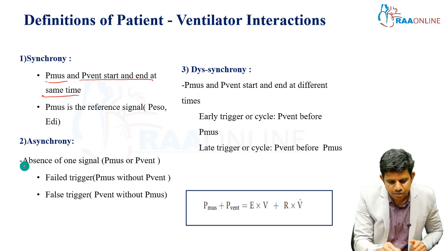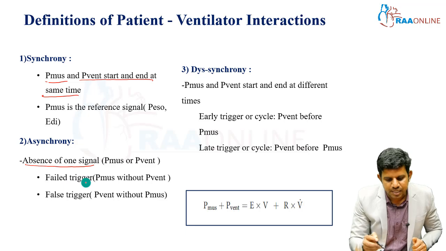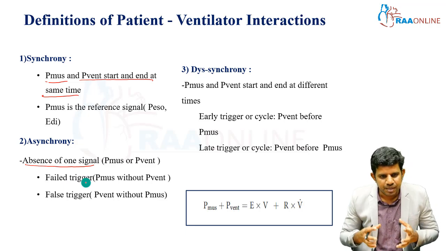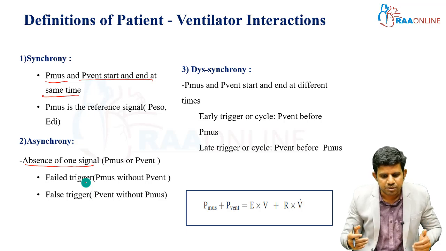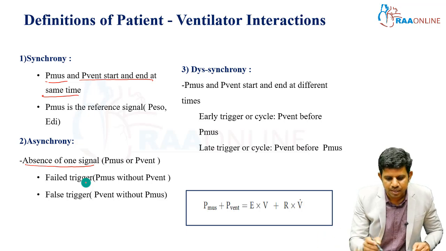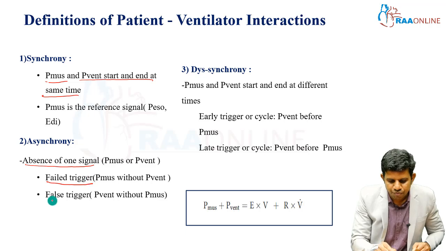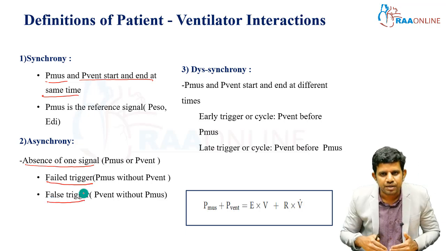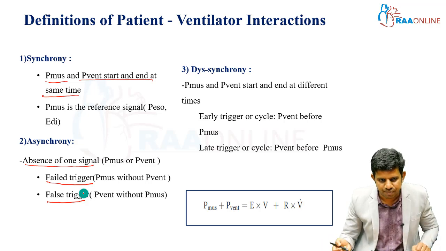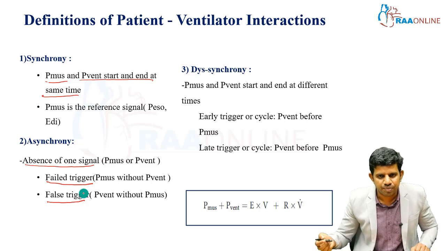Asynchrony means absence of one signal. For example, a failed trigger means there is no P-vent. When the patient wants to initiate a breath, they generate some Pmus, but the ventilator does not deliver the breath. It's called a failed trigger. A false trigger means there is P-vent without patient respiratory effort: the ventilator thinks that the patient is taking a breath and then delivers a breath. These things are called asynchrony.